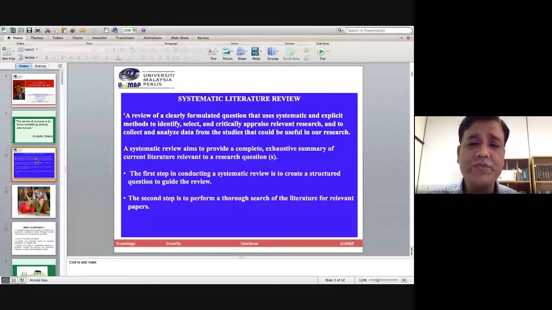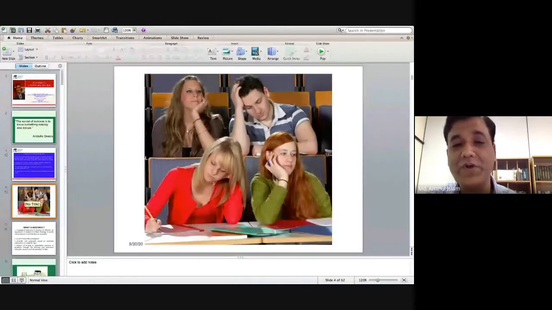So basically, there are two steps in a systematic literature review. In the first step, we create a structured question to guide the review. And then in the second step, we perform a thorough search of literature for relevant papers. So I will leave it for a while on this topic first. Let me cover some basic topics before I move into detail of it. But my purpose of today's talk is like this.